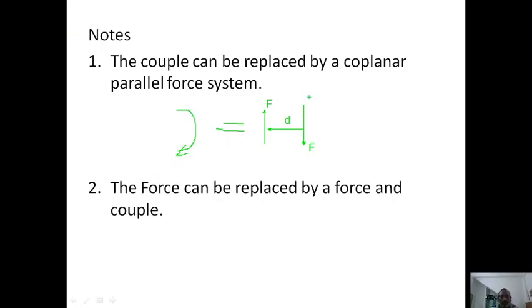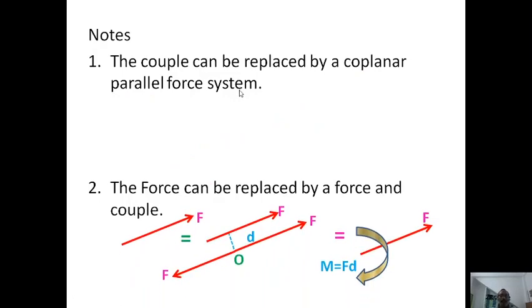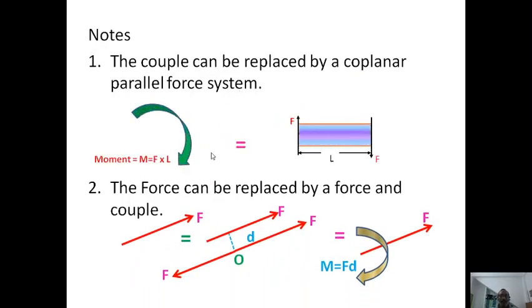So this is a parallel force. These two are parallel forces. Hence, this can be replaced by a coplanar parallel force system. Therefore, the moment of a couple can be replaced by a coplanar parallel force system. You see this one, right? So this is how a moment can be replaced by a coplanar parallel force system.